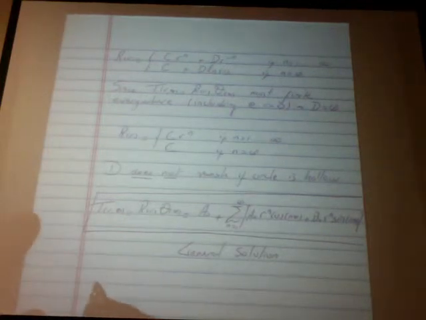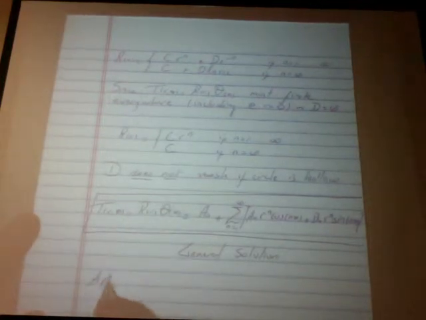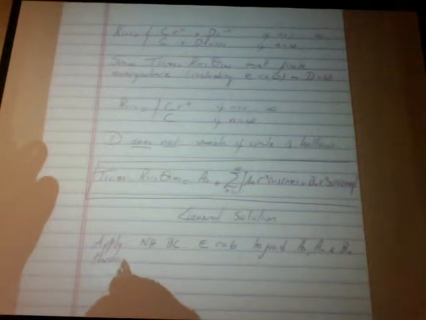So this is the general solution. Now, apply the non-homogeneous boundary condition at r equal b to find a0, an, and bn using orthogonality.